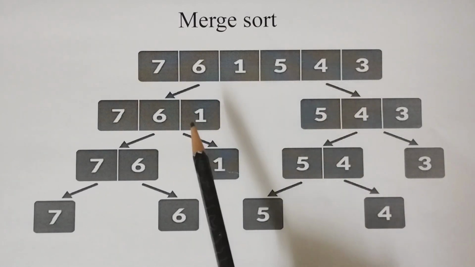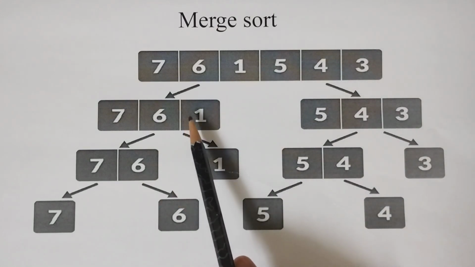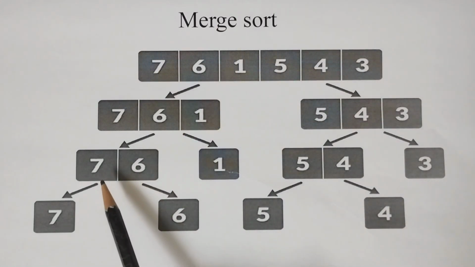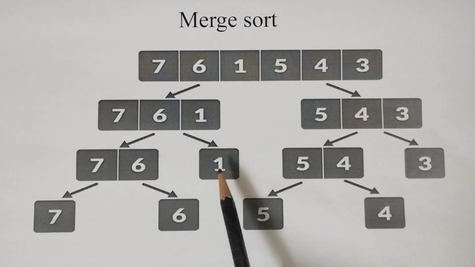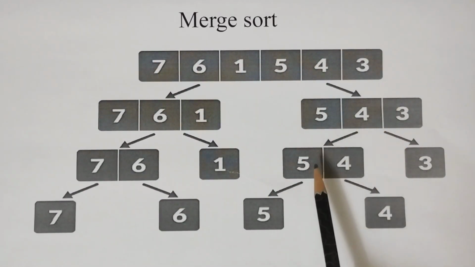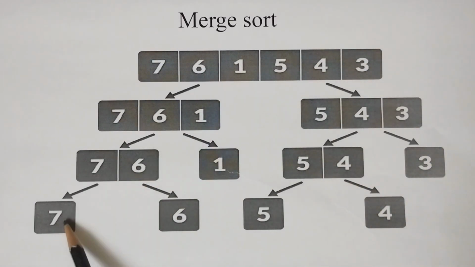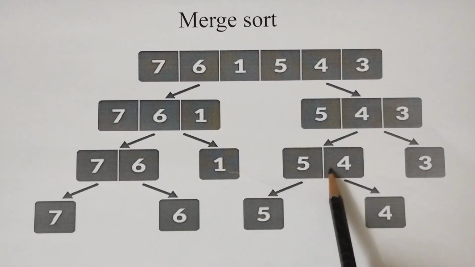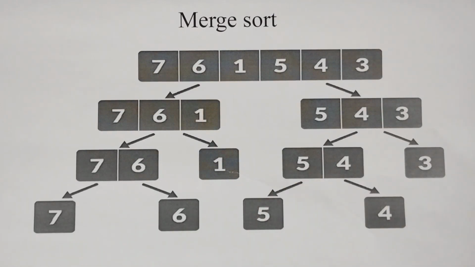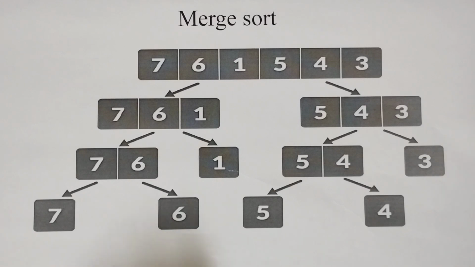Again we are splitting this subarray, having 2 elements in the first array and 1 element in the second array. The same way this also gets divided into 2 halves, and again this one will get divided into 2 halves. Same way 5 and 4. In this way we are dividing the given elements until every array contains a single element. So this is divide.